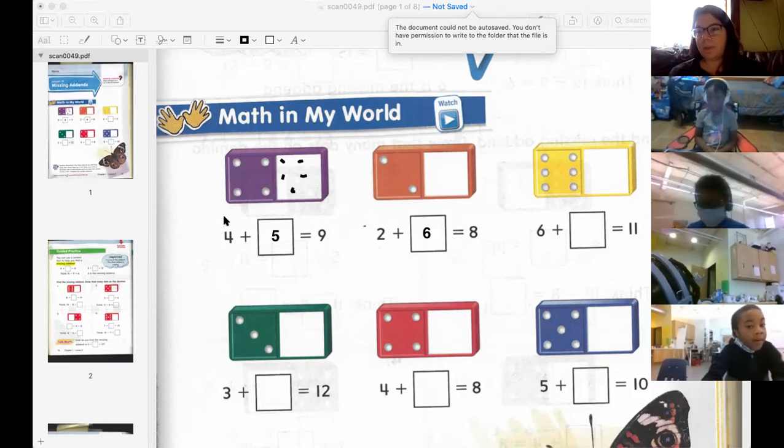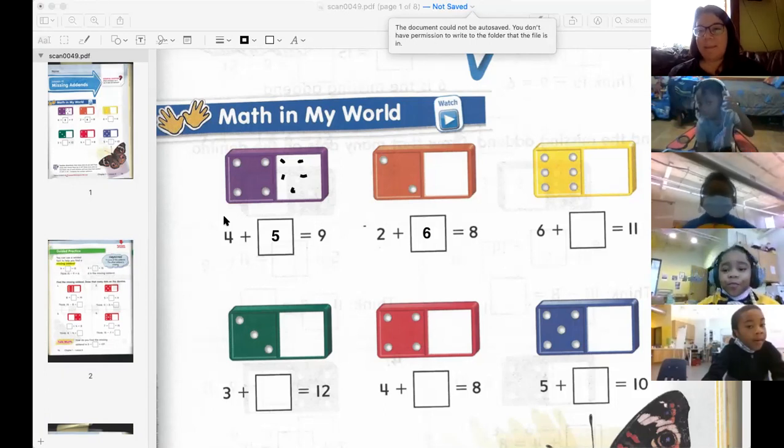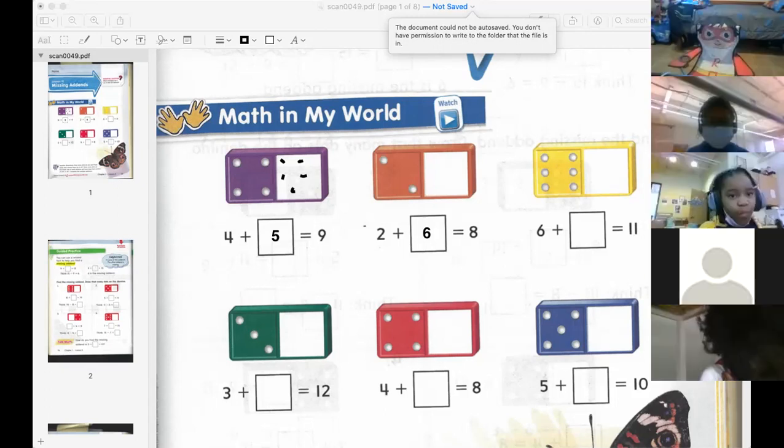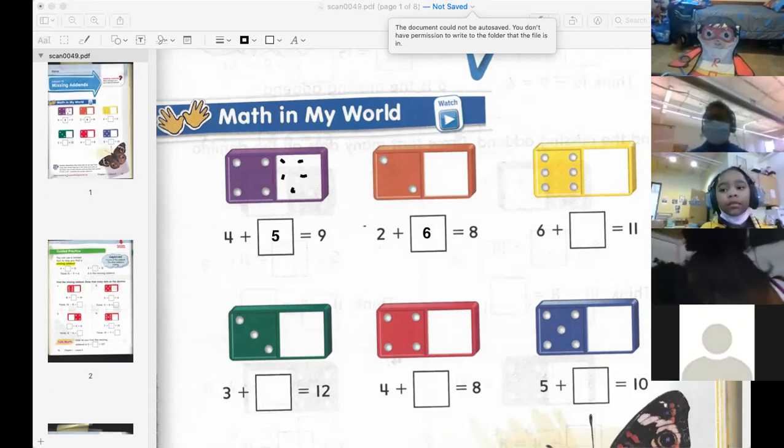Elijah, are you working on your paper there? We've got 6 plus a number equals 11. I know the answer. All right, I kind of want to hear from somebody else. I'm glad you have the answer, but I want to make sure. Daisha, you working it out?